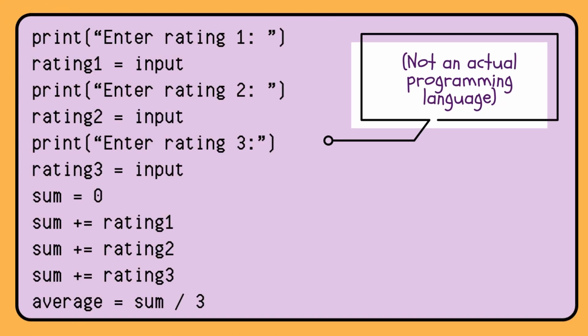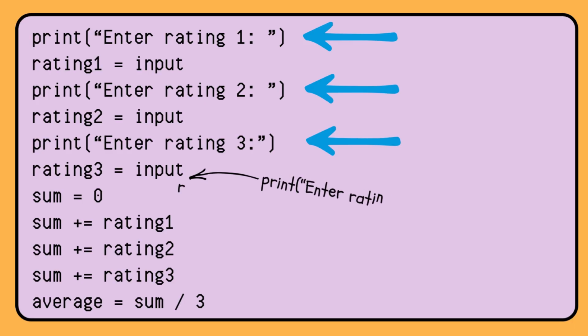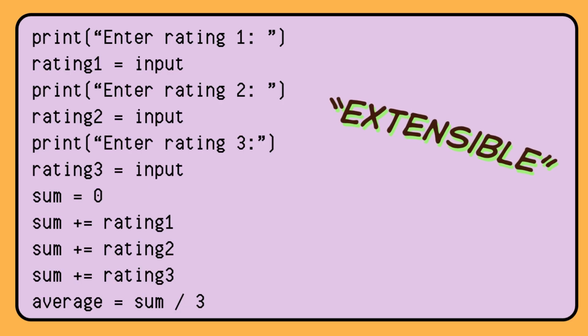This code asks the user to enter 3 numbers, then calculates and displays the average. It works just fine, but it could be improved. It has a lot of repetition, which means that if we want to change something, like the prompt, we have to change it in multiple places. And if we want to expand it to handle more numbers, we have to add more code. We'd end up adding another prompt and rating 4, and then another prompt and rating 5, and so on. In coding speak, we'd say that this code is not extensible, meaning it's not easy to expand or modify.